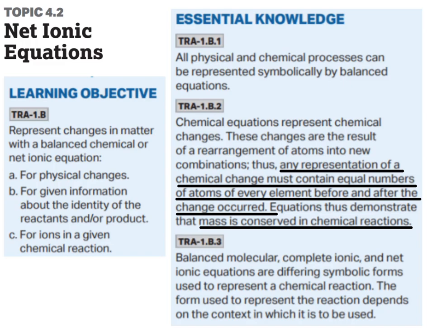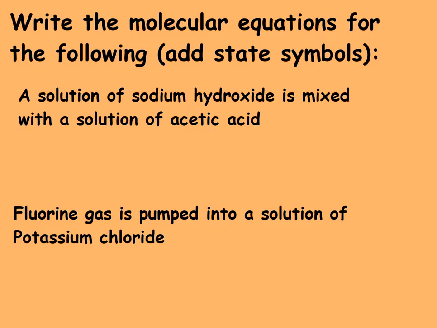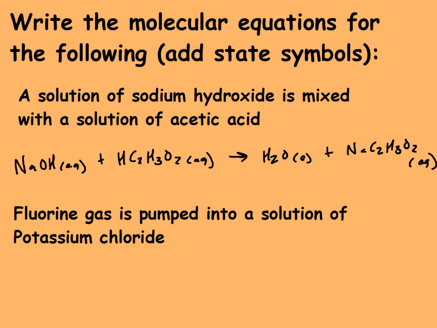Go ahead and pause and read through here, paying close attention to the underlined sections. Go ahead and pause the video and write the molecular equation for each of these, including your state symbols. Restart when you're done. So for the first one, we have a solution of sodium hydroxide and it has group 1A. Group 1A is going to be aqueous. Acetic acid is a solution, so that's going to be aqueous.